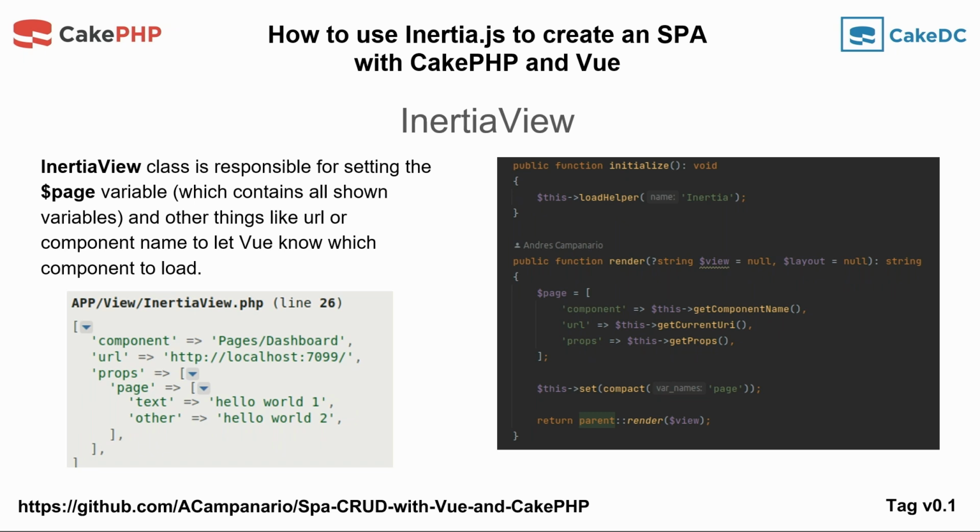In this example, you can see that the response includes 3 values. Component, this is a text made of the name of the controller and the name of the action. URL as a base URL. And the property variable page that we set before with values in the controller action. The values are other text, hello world 1 and hello world 2.